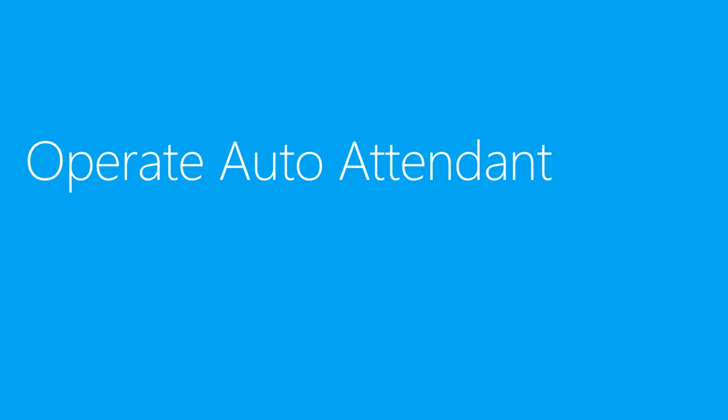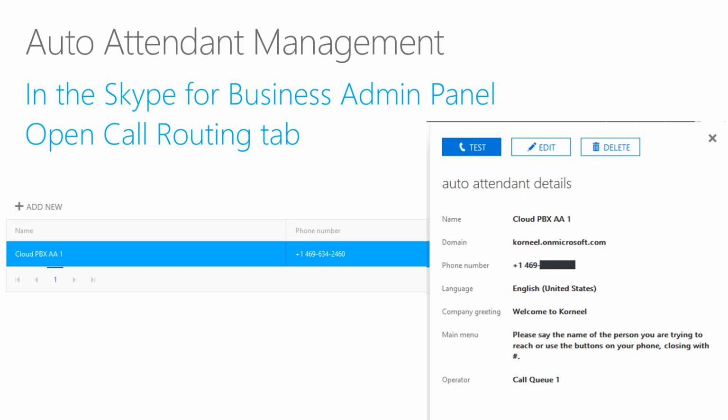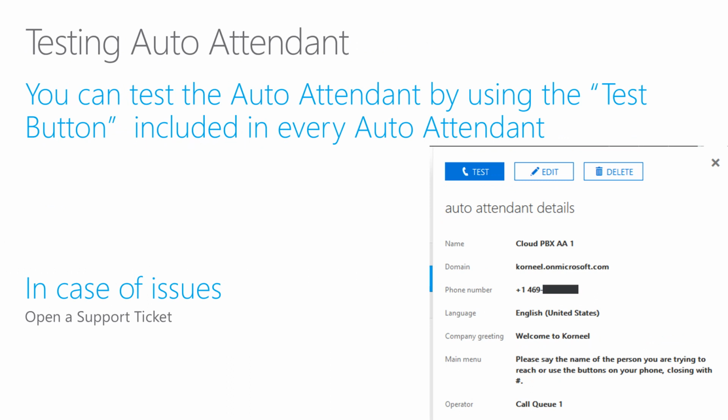How do you operate Auto-Attendant? So go to the Skype for Business admin panel, open your call routing tab, and there are your Auto-Attendants. You can test them by pressing the test button, and at that point you will dial the Auto-Attendant and test them. You can also edit them right from here. If you have any issues, you should open a support ticket.